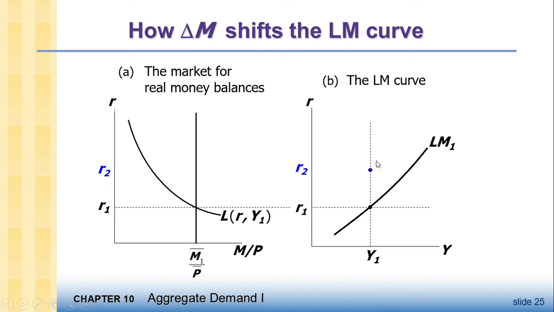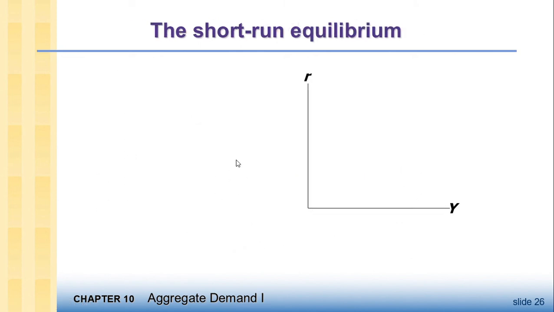So a decline in the money supply shifts the LM curve leftward or upward, and an increase in the money supply shifts the LM curve rightward. And why so? Because to keep the equilibrium intact, to keep the Y1 intact, the LM curve would shift leftward or rightward given the direction of the change the money supply takes.